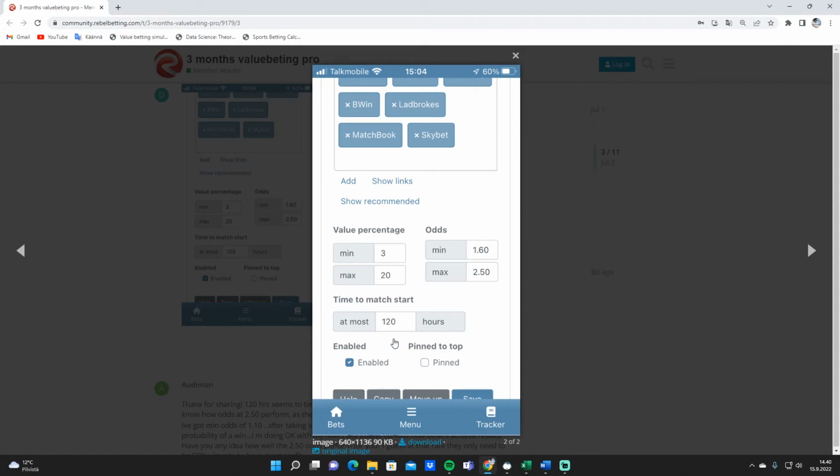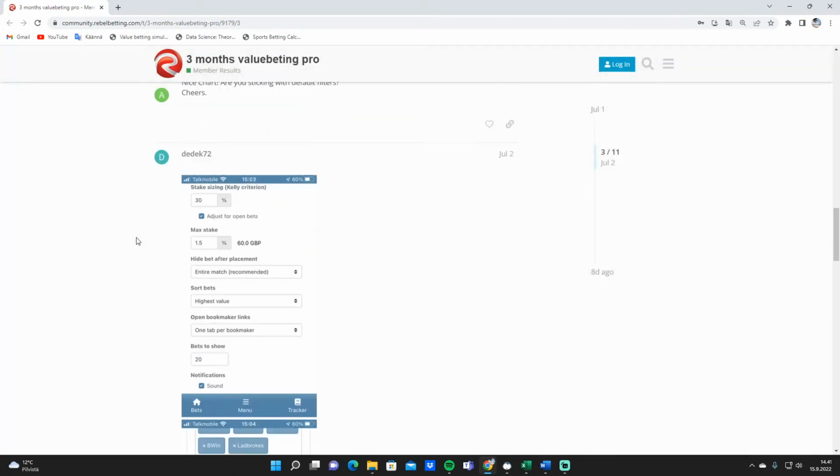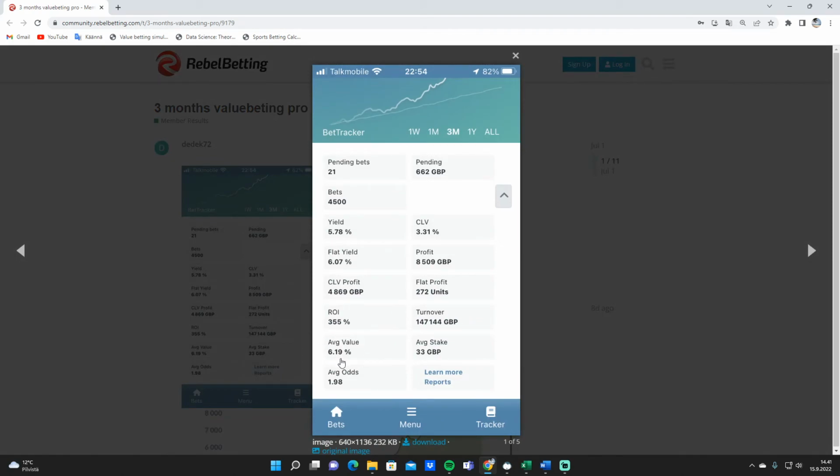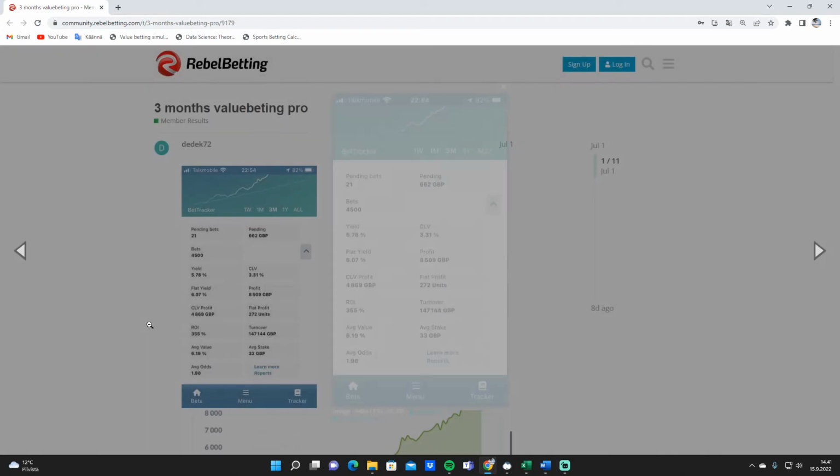So the closer the match start is, the more you can trust the value that you have at the time of bet placement. As we can see here in the first pick, the average value at the time of bet placement is over 6%, but the closing line value when the match starts and the lines close is 3.3%. So it's about half of the value that he had at the time of bet placement, and that causes a lot of variance. So I would try to only place the bet when it's really close to the match start.